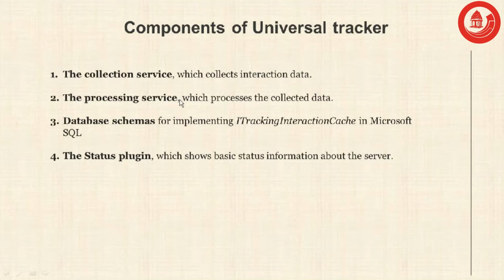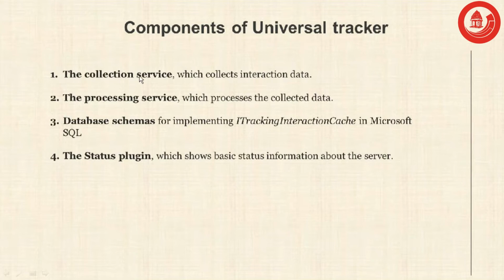So the processing service is also a .NET Core Web API service. It picks up the data where the collection service has stored it, processes it, runs it through various stages of pre-filtering, enrichment and post-filtering, and then pushes them to XDB. Then the database schemas for the interaction cache. These are the temporary tables where the collection service stores the data and from where the processing service picks the data. And the fourth one is the status plugin, which shows basic status information about the server.